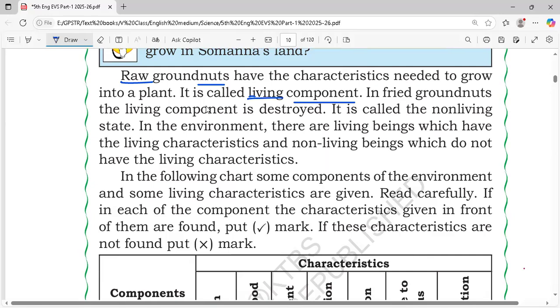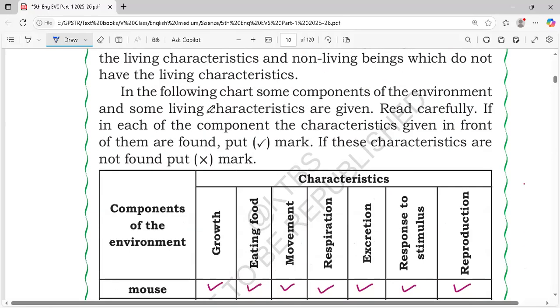Based on the above story, this explanation is given. In fried groundnuts, the living component is destroyed. It is called the non-living state. In the environment, there are living beings which have the living characteristics and non-living beings which do not have the living characteristics. Based on living and non-living characteristics, some properties are given.